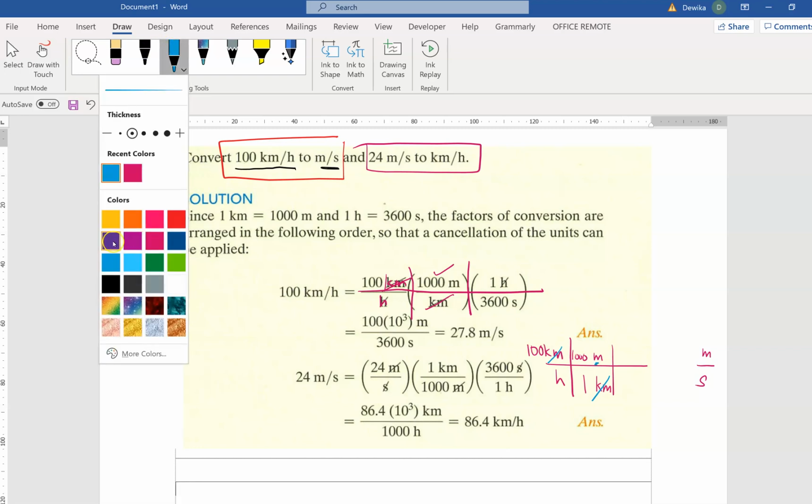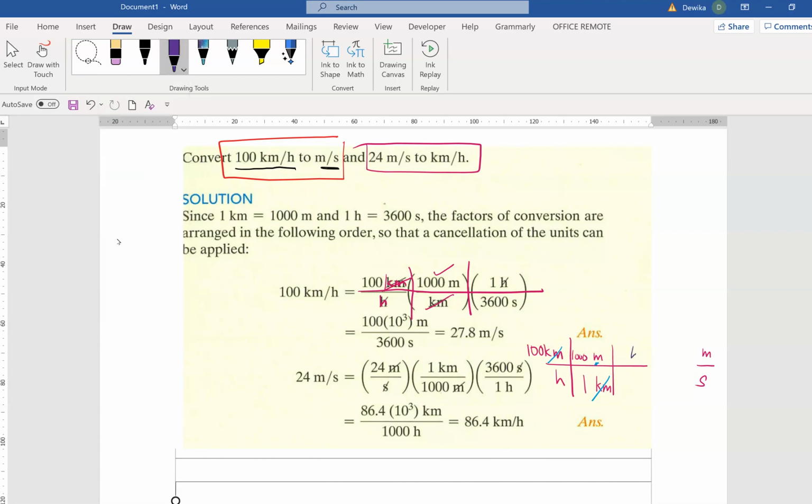Next is your hour. Now you need to cancel the hour. How do you do that? I want to get rid of hour, and I want second. So 1 hour is 3600 seconds, correct? So I'm getting rid of hour and left with second. So what do you do? You press your calculator: 100 multiplied by 1000 multiplied by 1, divided by 1 multiplied by 1, divided by 3600. So that is your final calculation, and your answer is 27.8 meter per second. That's how you solve this question.